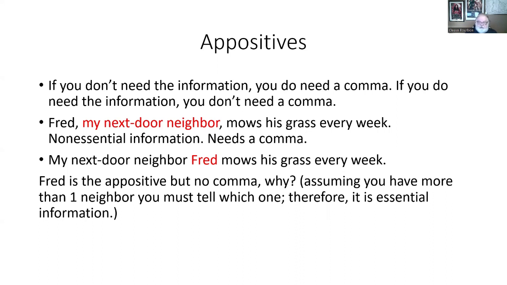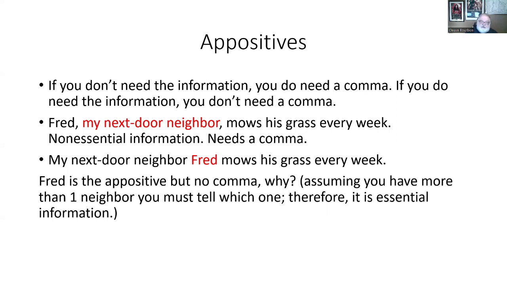All right. So it works the same way with husbands and wives. More than likely in the United States, polygamy is illegal here. So if you had more than one wife, obviously you'd have to tell us which one. It would be essential information. But because we only usually have one spouse, if you say my husband John, you would put commas around John because you only have one husband. We know it's John. So that's non-essential.